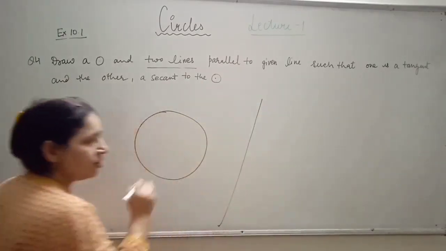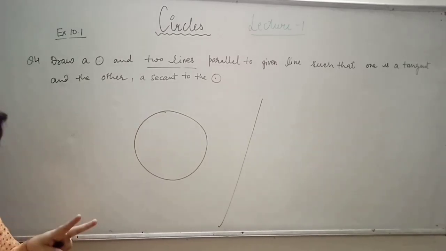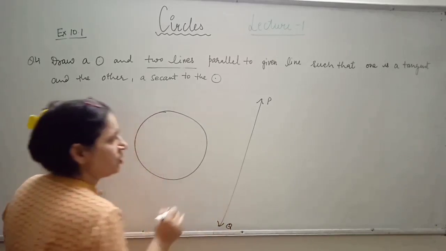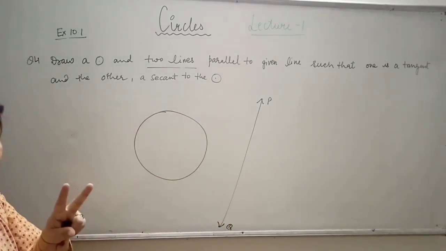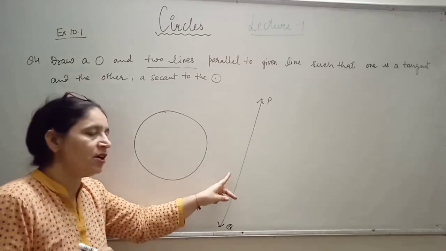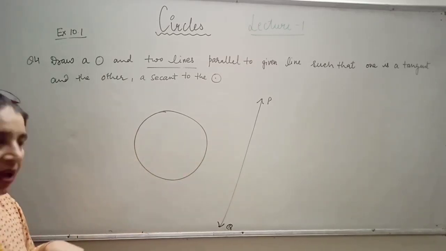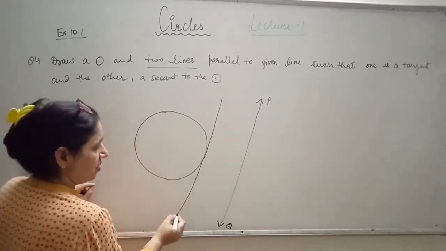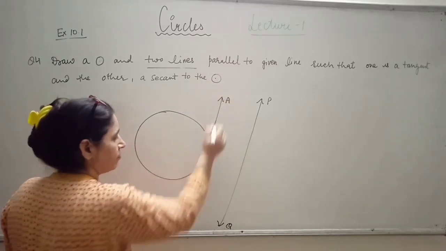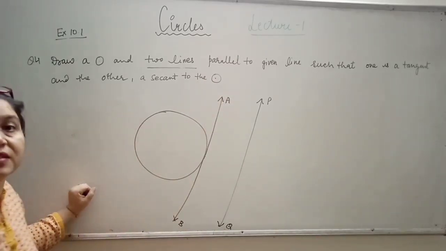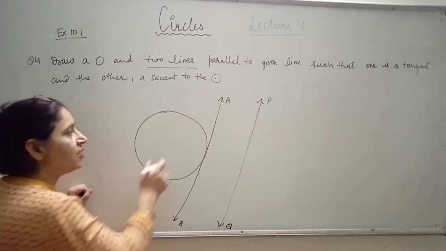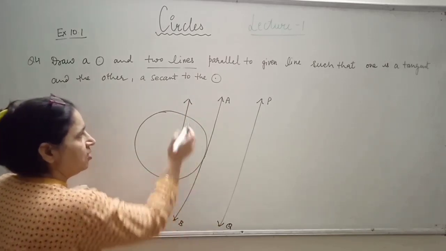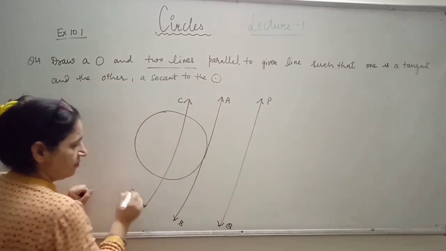Suppose this is the line given to you, and now you are to draw, this is the line PQ, and now you are to draw 2 lines such that both of these lines are parallel to this given line, but in such a way that one line is the tangent, like this. Suppose this is AB and the other line is the secant. Secant means which intersects the circle at 2 points, but that must also be parallel to this given line, and this is CD. Okay.